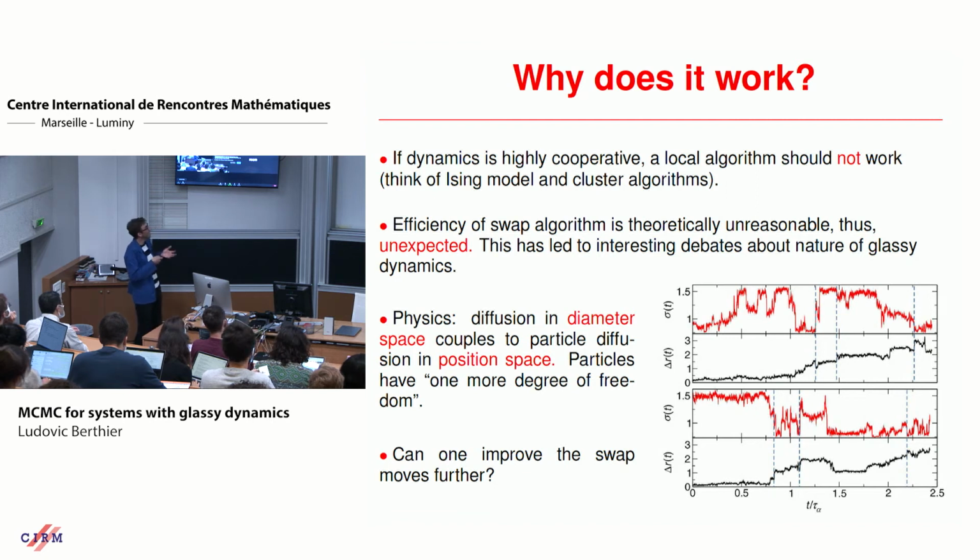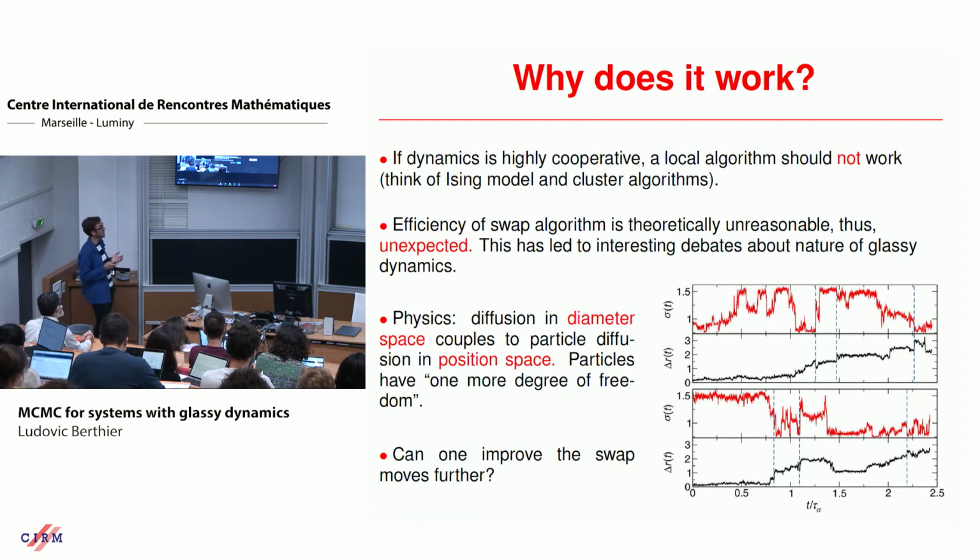I mean, for Ising models, we know what the clusters are because we know the magnetization and everything. So people thought we don't know what the clusters are. It's hard to decide. So how do you even try that? In a sense, the efficiency of the swap, which is a 2-particle thing, which is very local, is a bit unexpected on theoretical grounds, which means it has led to very, very interesting debates about the nature of glassy dynamics since the success of the swap.